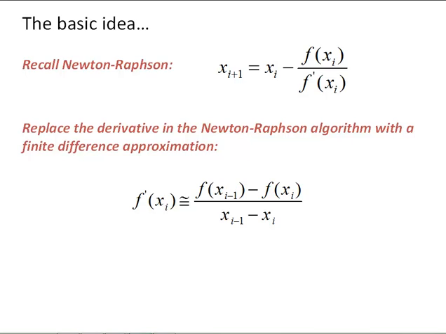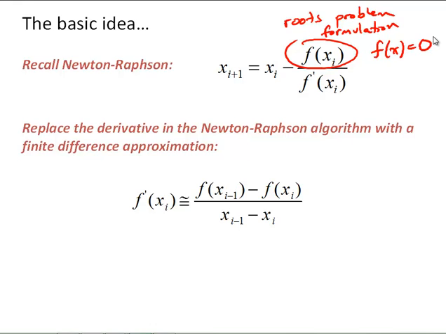Here's the basic idea. Recall Newton-Raphson. Here's our iteration scheme where x_{i+1} is equal to x_i minus f of x_i divided by the derivative, f prime of x_i. And again, f of x_i, important to note, that's our roots problem formulation, such that f of x equals 0. And remember, we're trying to find that value of x. That's our goal. Again, just reviewing a little bit about what is a roots problem.